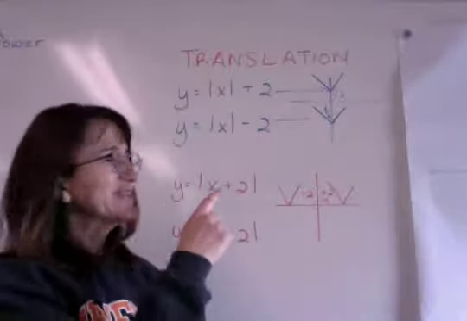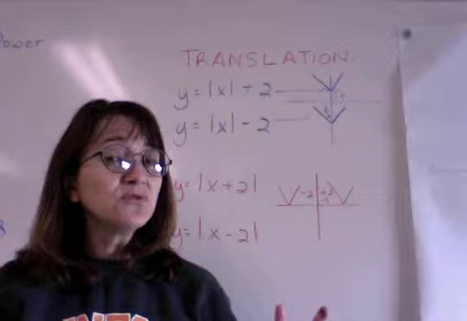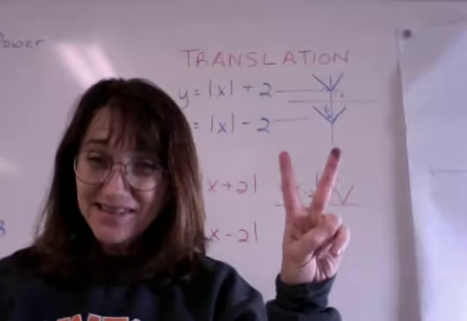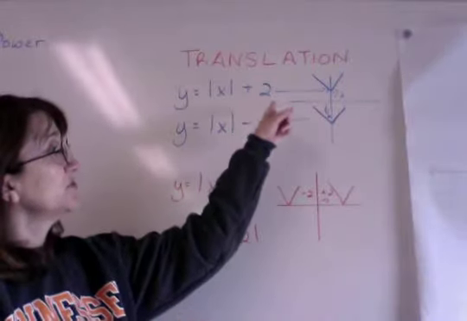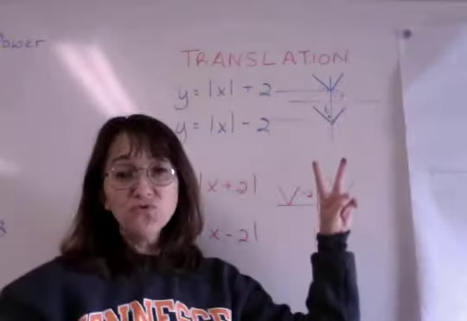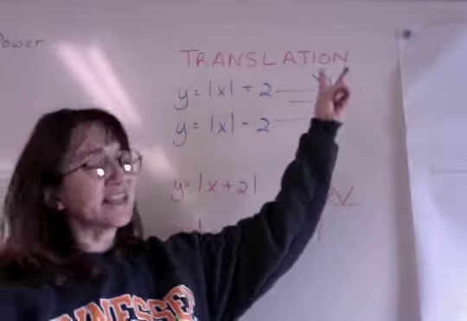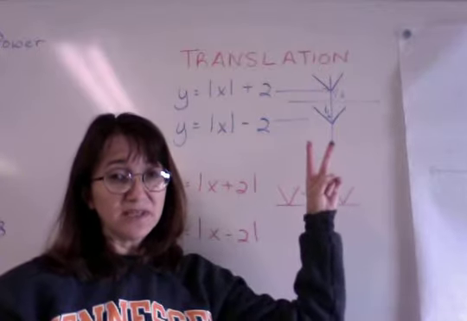So let's go and look at this. Basically, an absolute value function made a V for victory or peace. And when I added 2 to it, it told me to move my V up 2 places. If I subtracted 2 from it, it said to move my V down 2 places.